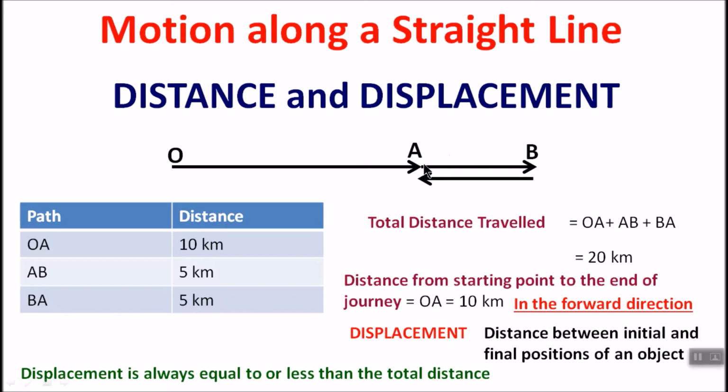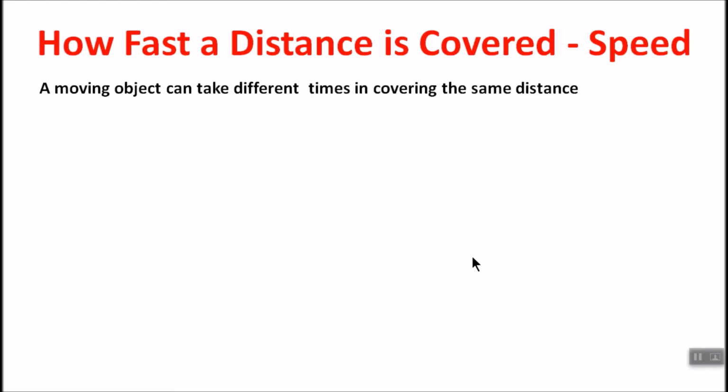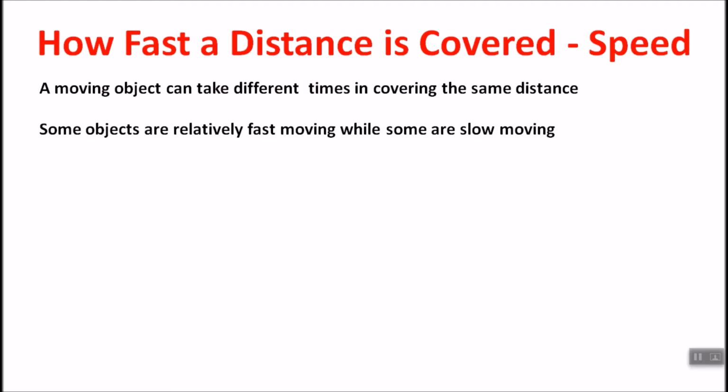If the object instead of stopping at A comes back to O, the total displacement is zero while distance covered will be again around 30 kilometer. So another question arises: how fast a distance is covered. This is defined as speed. So a moving object can take different times in covering the same distance. It can be faster or slower. So some objects are relatively fast moving while some are slow moving.